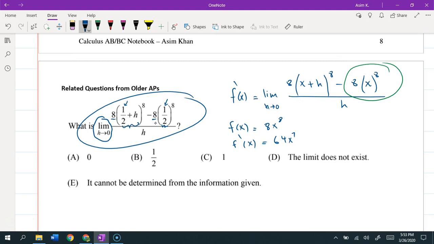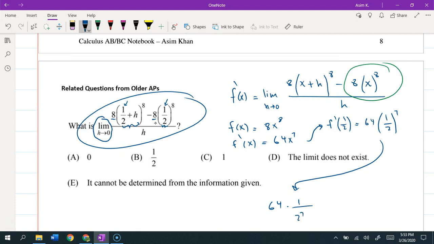So when you plug in the number half into it, it'll become f derivative of a half is equal to 64 times 1/2 to the power of 7. Now, you do need to find 2 to the power of 7 without a calculator, right? So 64 multiplied by 1 over 2 to the power of 7.